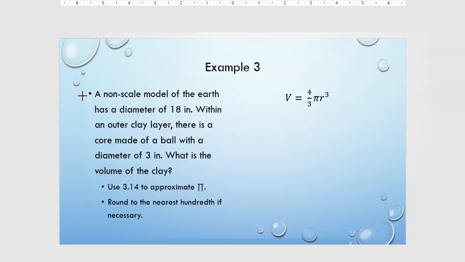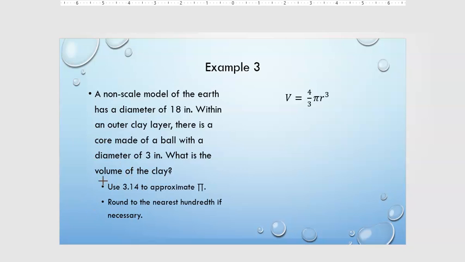Our problem states, a non-scale model of the Earth has a diameter of 18 inches. Within an outer clay layer, there is a core made of a ball with a diameter of 3 inches. What is the volume of the clay? Use 3.14 to approximate pi and round to the nearest hundredth if necessary.